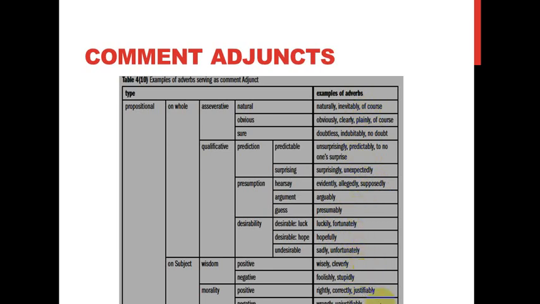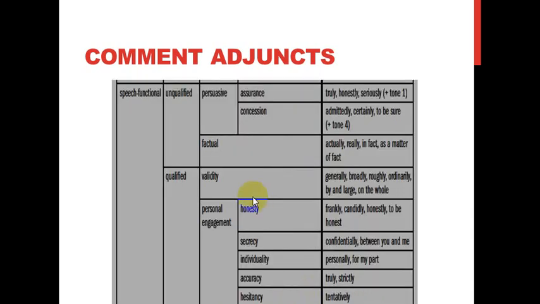And then on subject, these words give comment to the subject. Whether it is about wisdom, like wisely, which is positive wisdom, or negative, foolishly. And about morality, like correctly is a positive one or negative one. And when we talk about the speech functional, it can be about unqualified or qualified. The examples are like truly, honestly, or certainly, and also actually. Of course, these words are comment adjuncts. And also words like generally, frankly, or confidentially, strictly, tentatively. So all of these words are called comment adjuncts. When you find them, you can analyze them as comment adjuncts.